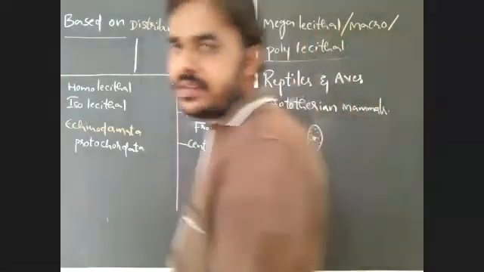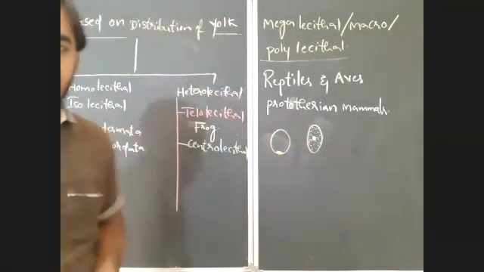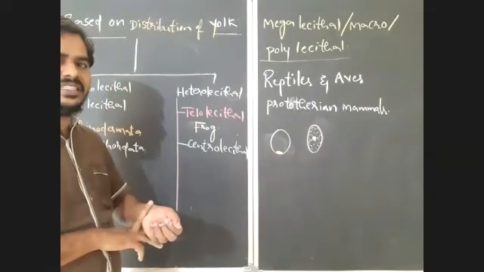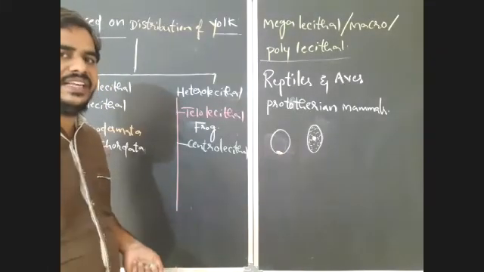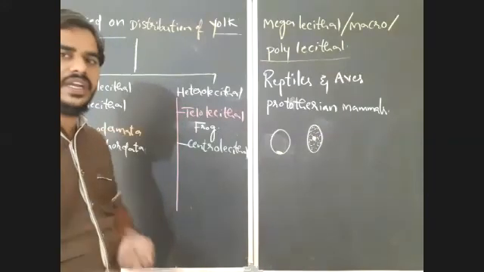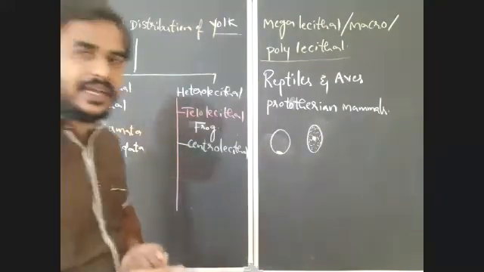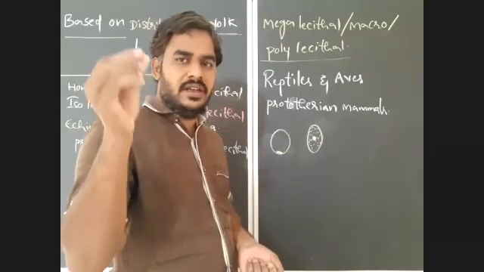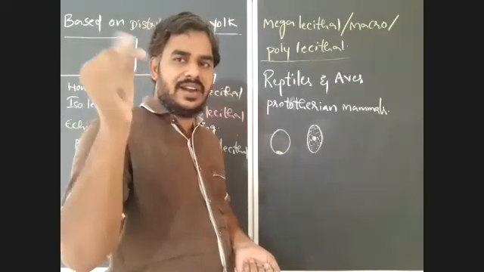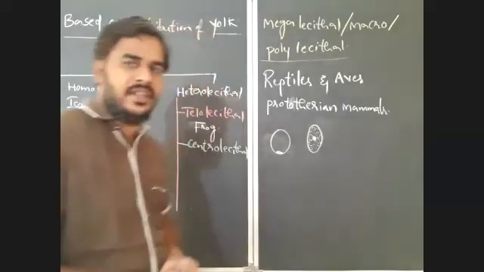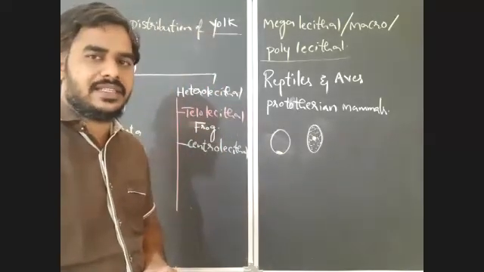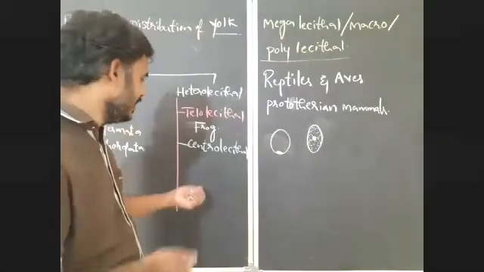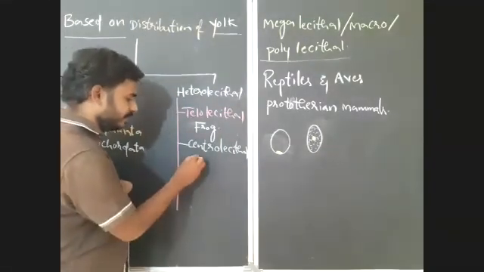Centrolecithal eggs. Is it clear? See, these centrolecithal eggs are present in the insects. The insect eggs also we can consider as polylecithal or megalecithal eggs. When compared to the size of the egg, yolk is abundant or large in quantity. Because of that, the insect eggs are also considered as polylecithal or megalecithal or macrolecithal eggs.